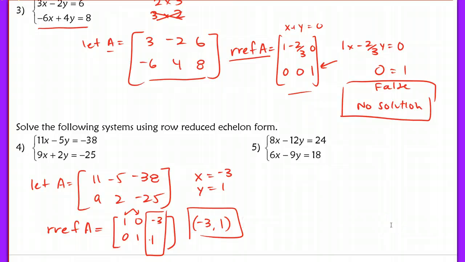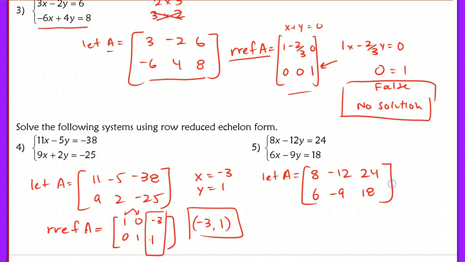Let's work on number 5. So let's let matrix A now equal 8, negative 12, 24, 6, negative 9, and 18. So let's go ahead and enter that into our calculator.